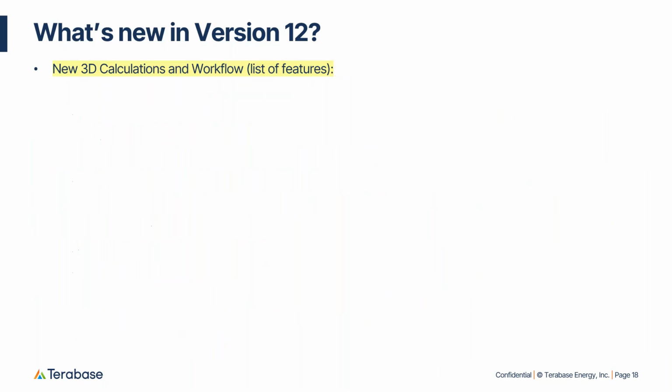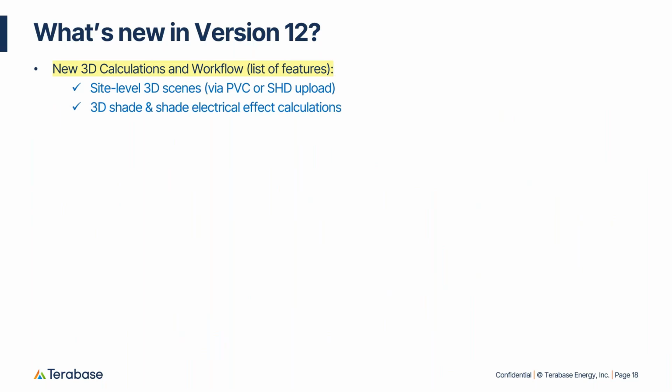Okay, so let's dive deeper into what is included in the 3D calculations and workflow within version 12. First of all, we support a site level 3D scene that can be defined via PVC or SHD file upload, 3D shade and shade electrical effect calculations, and 3D transposition, plane of array. So this is the plane of array irradiance for all of the different orientations within a 3D scene. Arthur's going to be talking in much greater detail about these last 2 points.